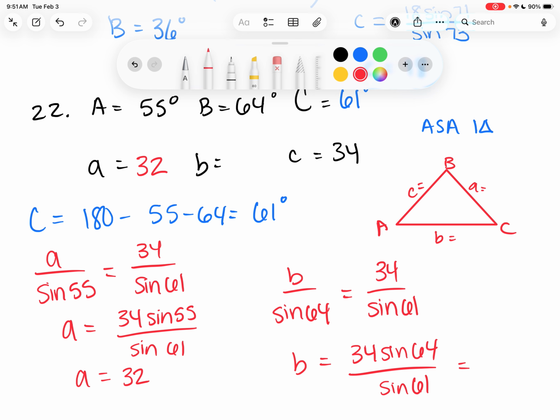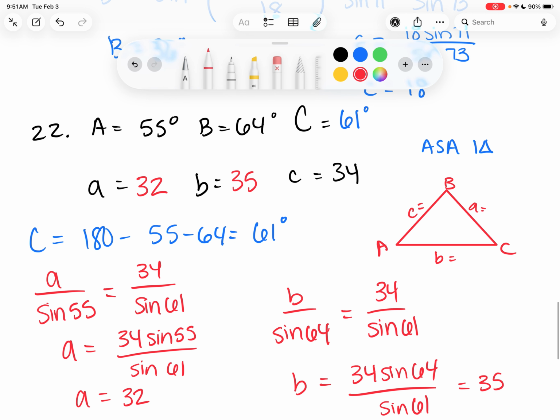Did I already hear an answer for that? 35. Yep. So again, those values make sense there. All the angles are relatively similar, so side lengths being similar lengths all makes sense.